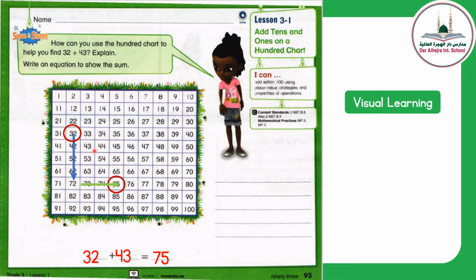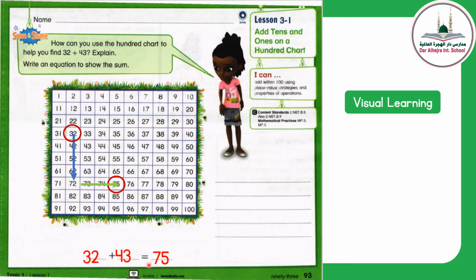So I'm going to start from number 32, and I can see in the tens place there is 4, so I'll be moving down 4 rows. That means each row is 1 ten, so I'm going to move down 4 rows. Then I'm going to move 3 spaces forward because there are 3 at the ones place. Where I have reached is my final answer, and I can see I have reached 75.